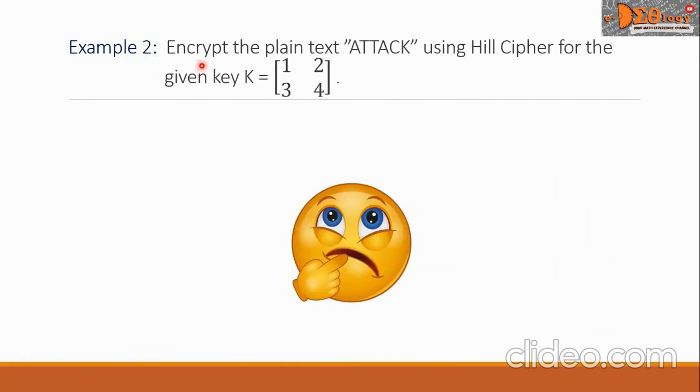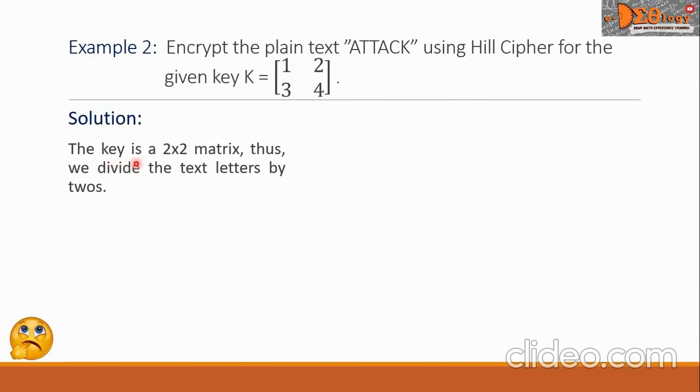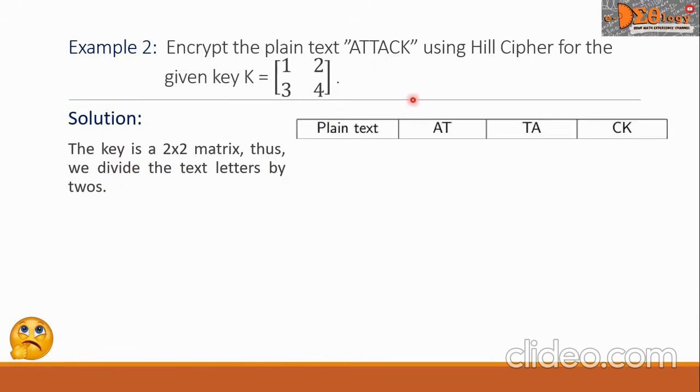Example 2. Encrypt the plain text attack using Hill cipher for the given key capital K equals the 2 by 2 matrix 1, 2, 3, 4, respectively. The key here is given as a 2 by 2 matrix. Thus, we divide the text letters by 2's. So the word attack is now divided into 3 groups: AT, TA, and CK.